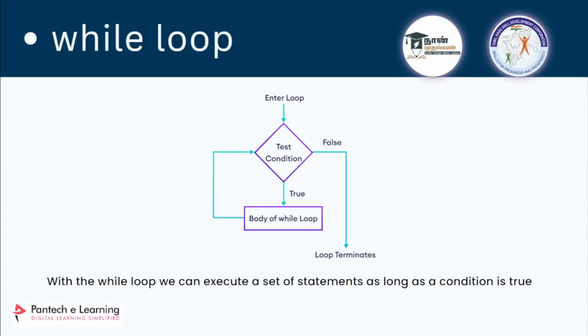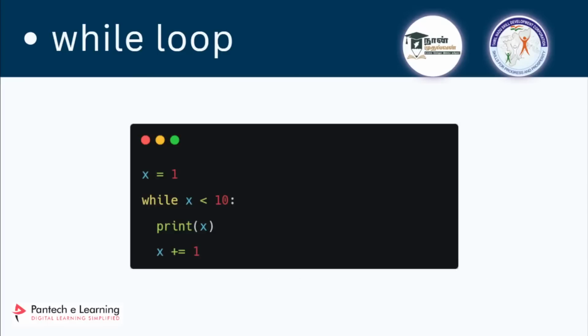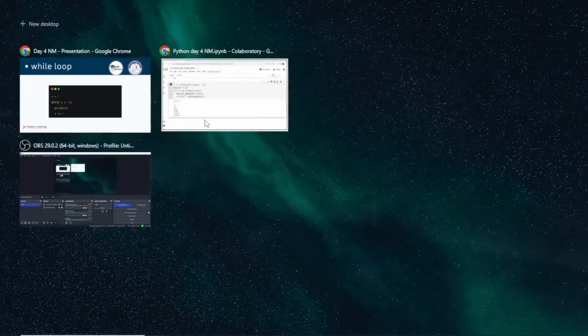The while loop will run when the condition is true. When the condition is false, then only it will terminate, which means if it is true, it will keep on going. So how to create a while loop? See here, you have to call this while, and next to that you have to give the condition. Based on that condition, if it is true, it will keep on going. If it is false, it will terminate. I'll show you.